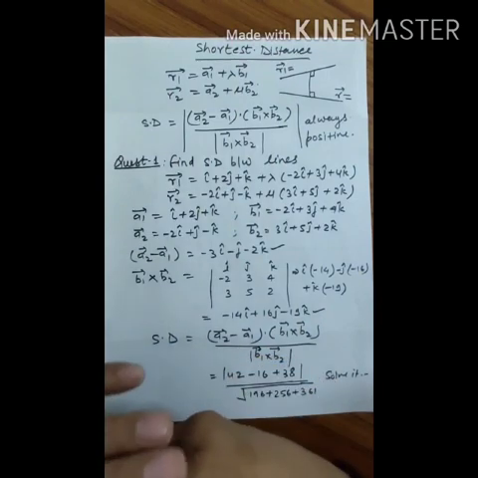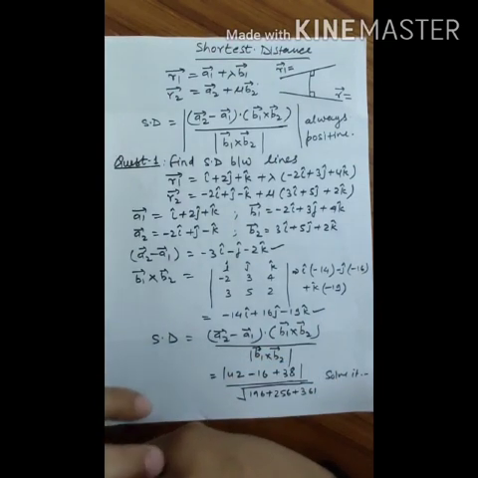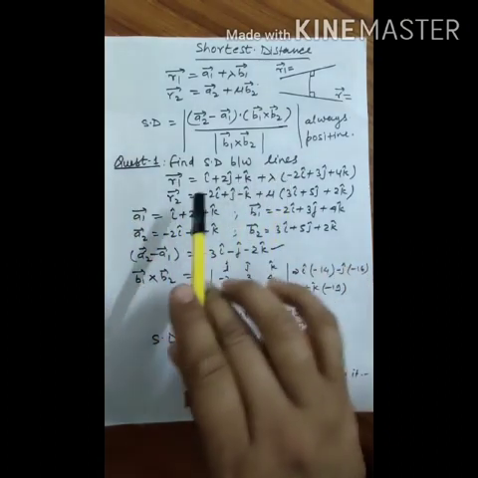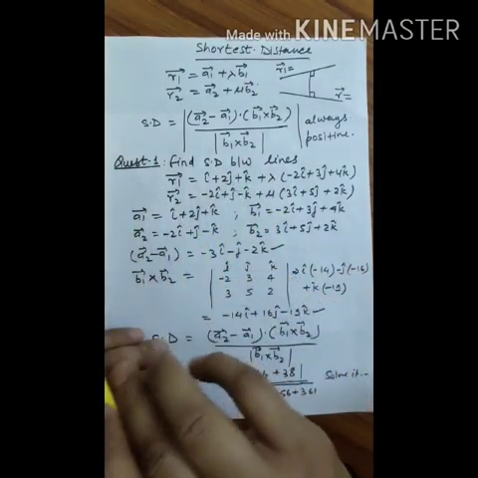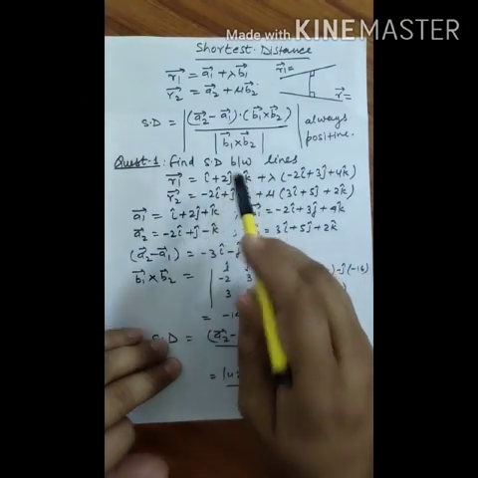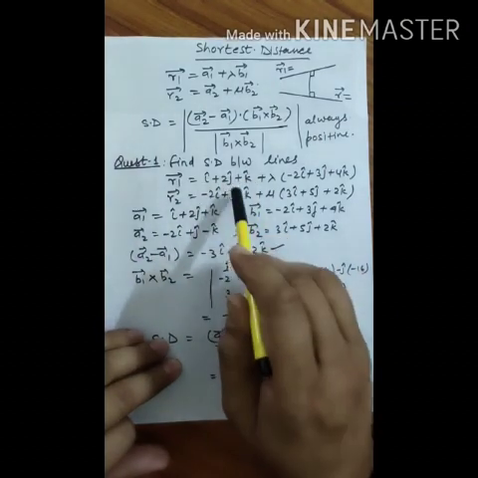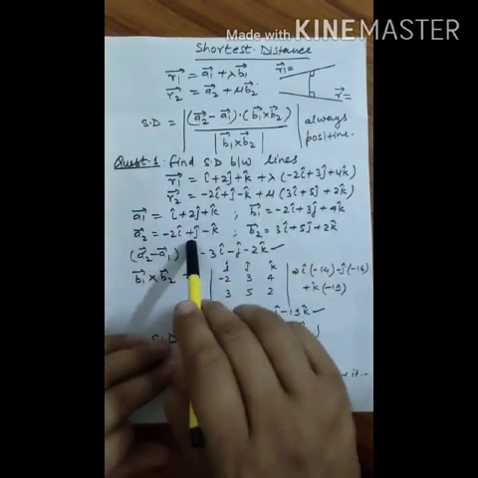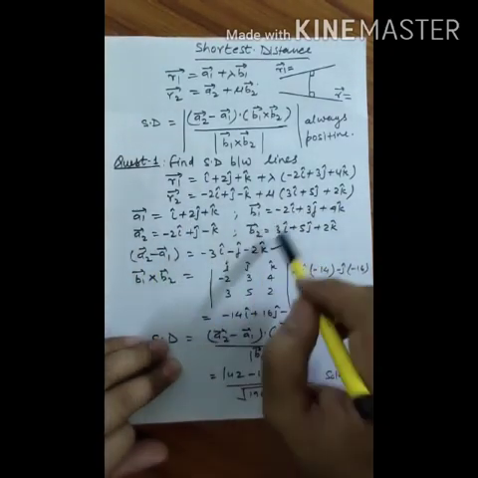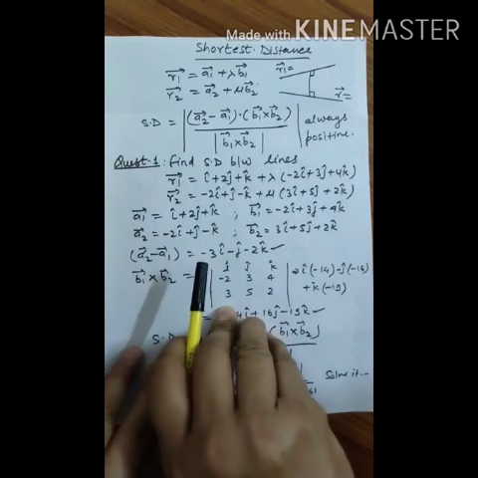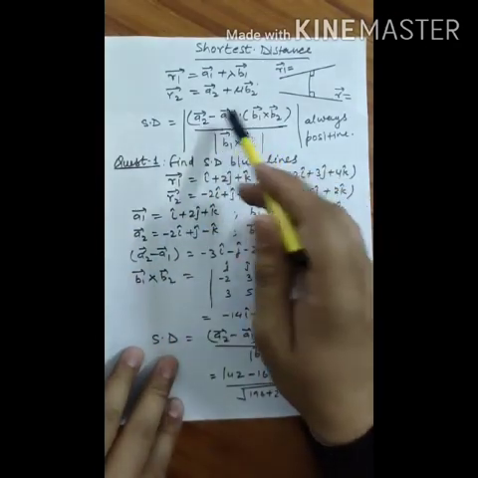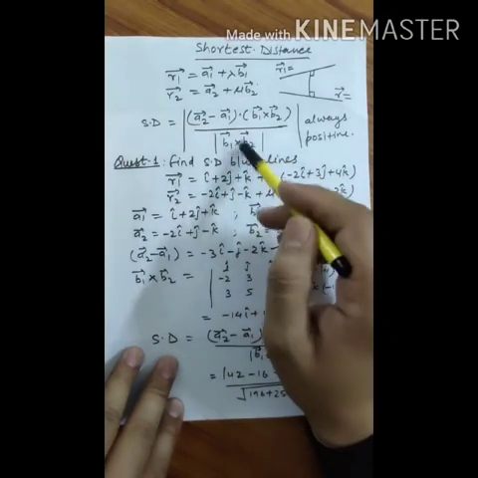Okay, now let us take an example based on this topic. Question: find the shortest distance between the lines. These are the two lines and we have to find the shortest distance between these two. So this is a1, this is a2, this is b1 and this is b2. After this, we need these three terms.